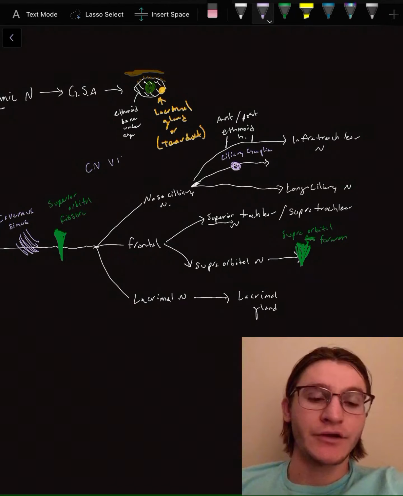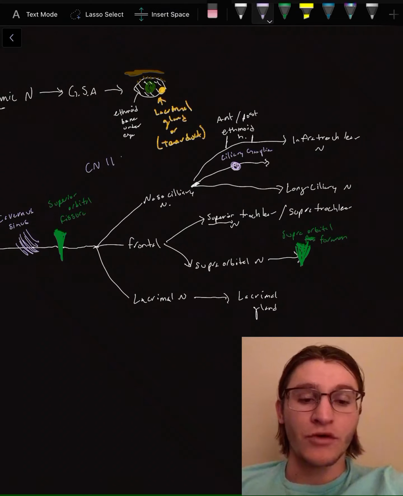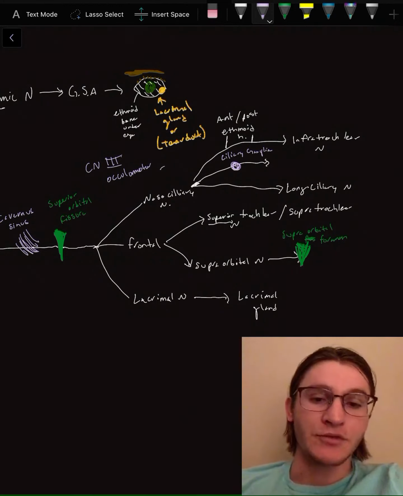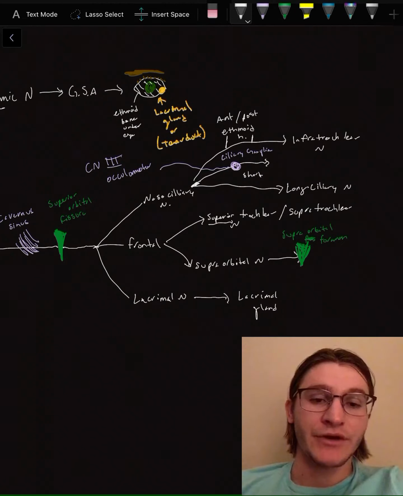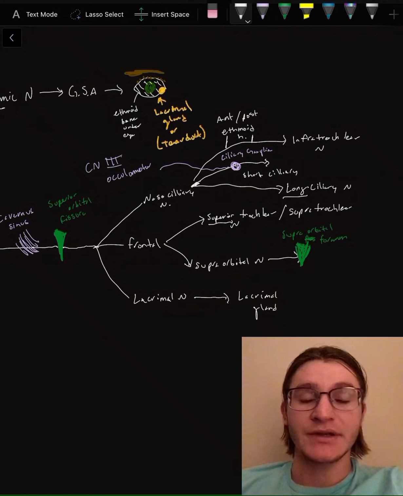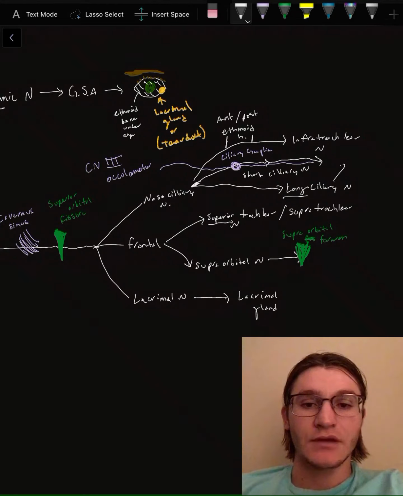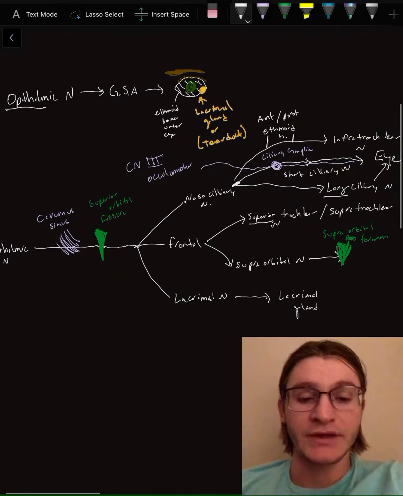So we're going to have our cranial nerve 3. Our cranial nerve 3 is our oculomotor nerve, and it's pretty much how our eye is able to move. That's going to go through the ciliary ganglion and accompany the short ciliary nerve and go directly to our eye, and it's going to carry parasympathetic fibers with it as well. So it's going to go right to the eye.